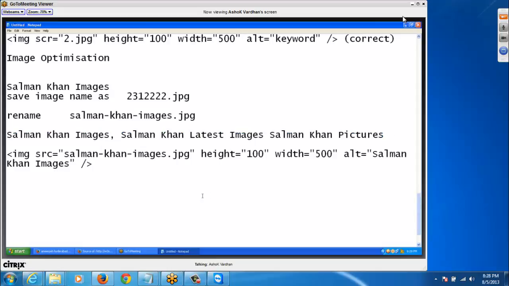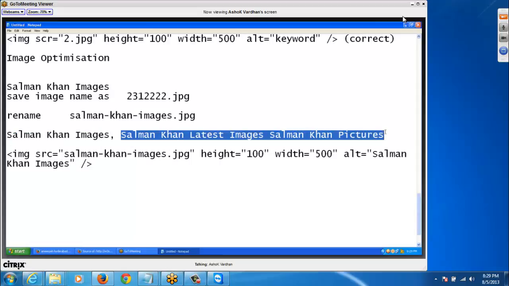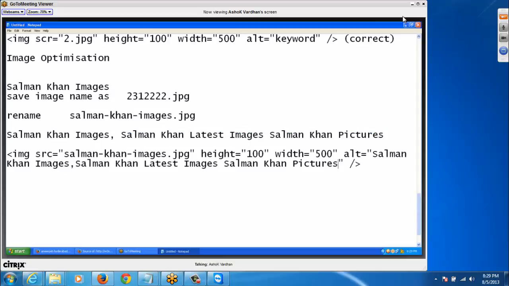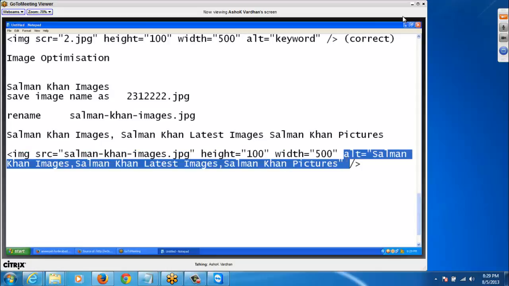Where can I use them? Suppose in that page, if you want to insert another 2 images, use these 2 keywords in the 2 images. Otherwise, just write like this. In one alt tag, we can insert a number of keywords like this. Any doubt here? This one is alt tag or image tag.